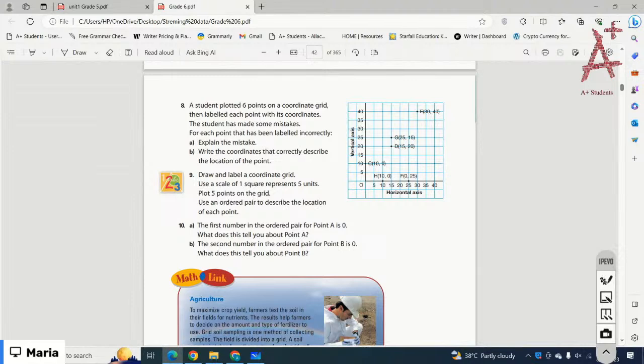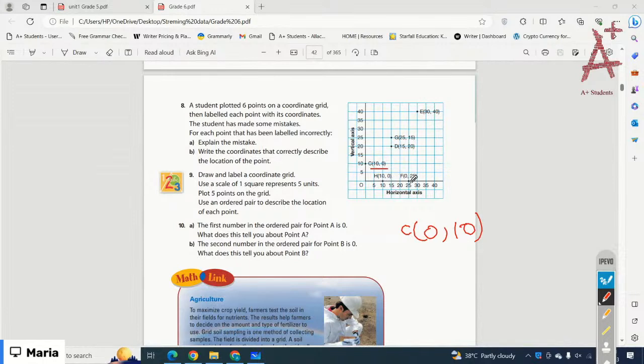Let's start with the first point, point C, labeled 10 and 0. You always write the x coordinate first, so it would be 0, 10, because on this line the x value is always 0, right? H is the correct one, 10 and 0.